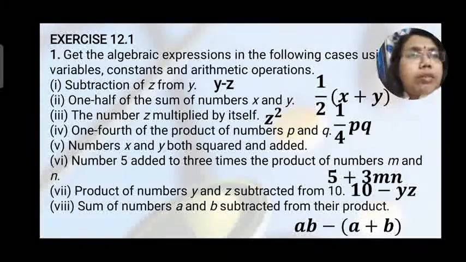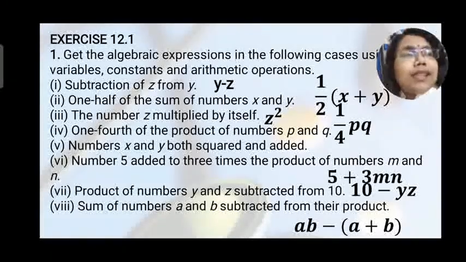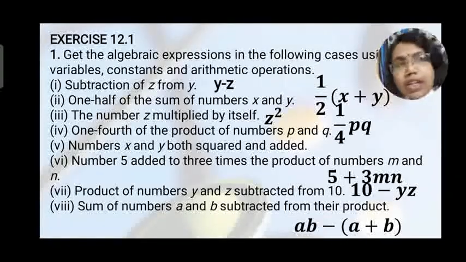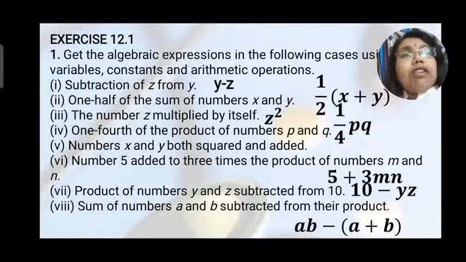One half the sum of the numbers x and y. That means the sum is taken and then halved. Therefore the sum is put in a bracket, that is 1 upon 2 times (x plus y). The number z multiplied by itself. When a number multiplies itself, we call it a square. So z squared. One fourth the product of the numbers p and q. So 1 upon 4 times the product of p and q, that is pq. So 1 upon 4 pq.